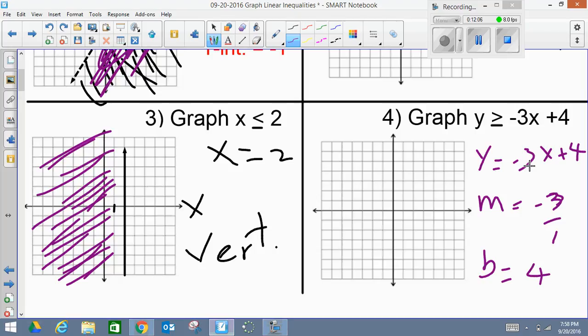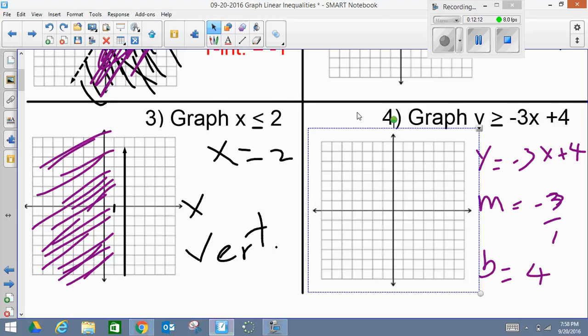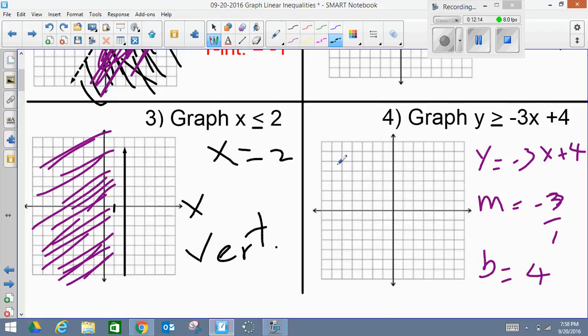So I'm going to go here to 4. Y-intercept: 1, 2, 3, and 4. Right there is my y-intercept. Now my slope is -3/1, which is -3 going down: 1, 2, 3, and then 1 to the right. So that's my second point. First point right here, second point right there.